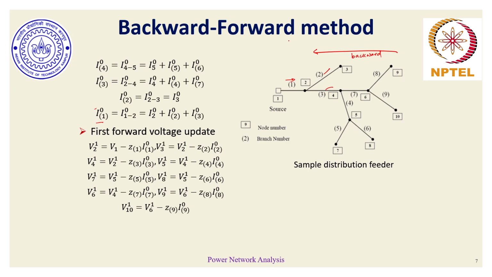In the forward phase, we would move from the source end to the far off ends by applying KVL and updating the voltages. So we start from the source end. The voltage cannot change because of the tap position or distribution transformer. So the voltage that can only update itself is the voltage of bus number 2. The 1 here refers to the next update of voltages.